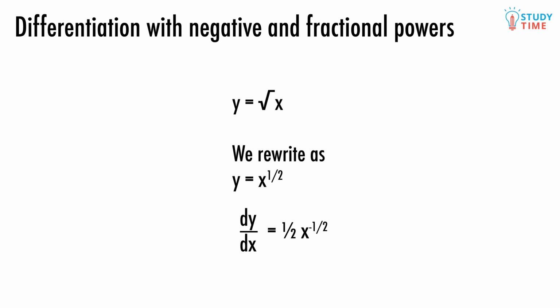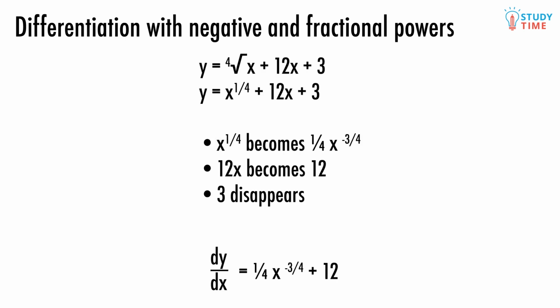Does that make sense to you? We simply took the old power, 1/2, and moved it to the front, and then we took away 1 from the power, which decreased it from 1/2 to negative 1/2. So let's look at this equation here. y equals the 4th root of x plus 12x plus 3.